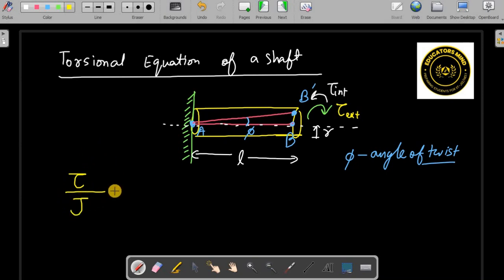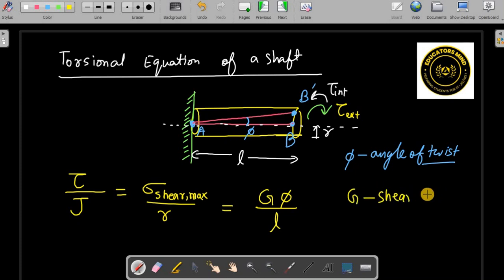So tau by J. What is J? I will explain. That is called polar moment of inertia. Then that is equal to the shear stress, this is the maximum shear stress, of course, divided by radius, equal to G phi by L. Here G is the shear modulus of rigidity, and L is the length of the shaft, as you can clearly see.